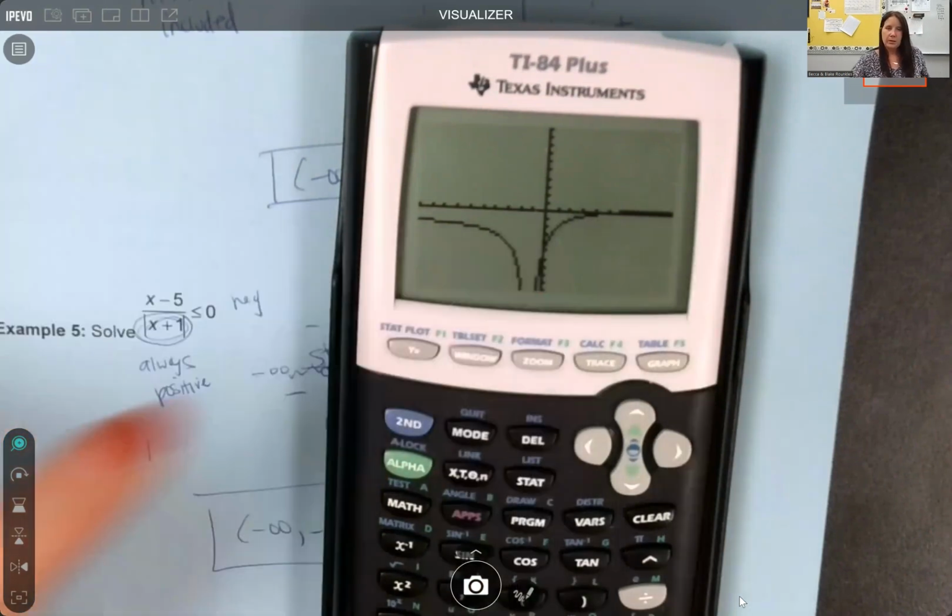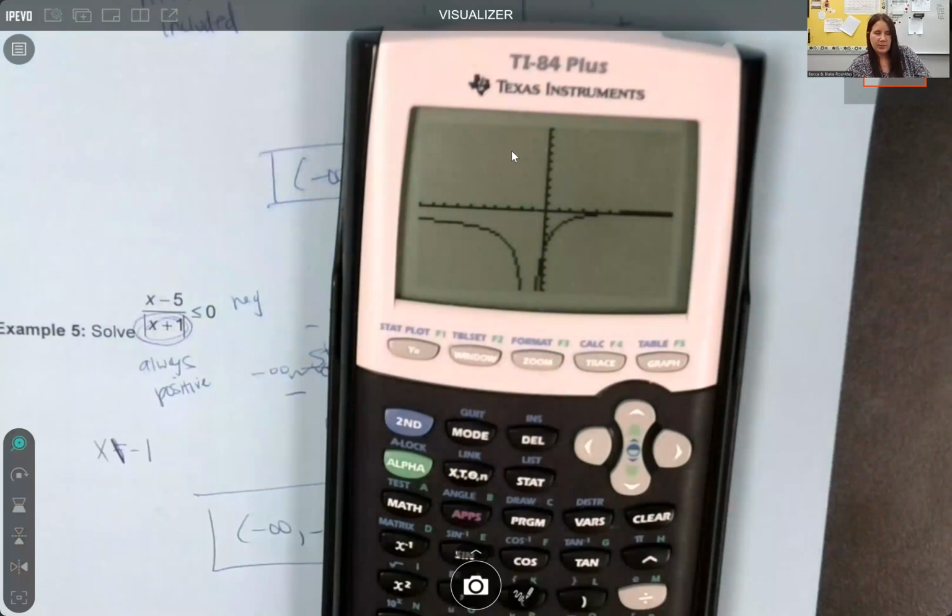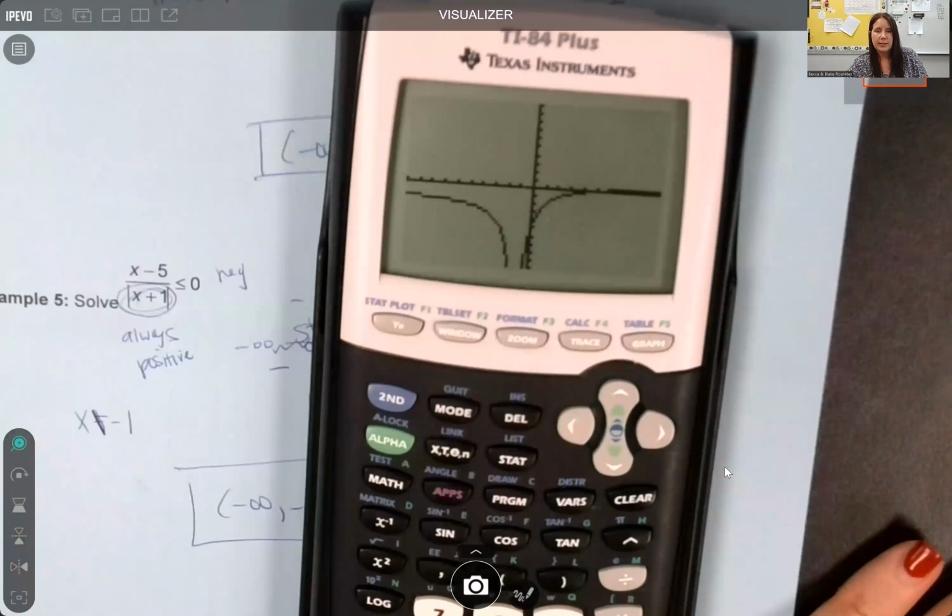So the majority of this is doing your sign charts and then checking your parentheses and brackets.